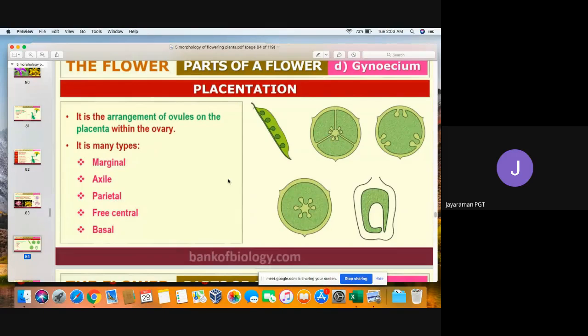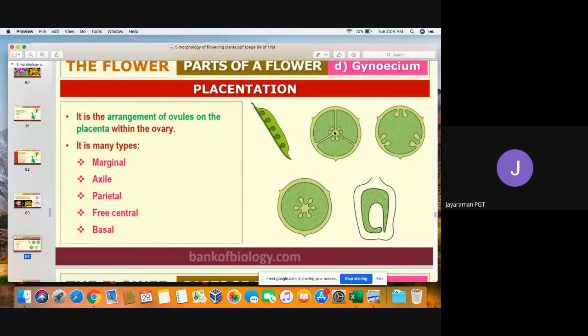And next is parietal placentation. So here you can see, from the top row, the third diagram. Parietal placentation is found again in the cucumber family. You can say the ovary has a wall outside, and the ovules are attached to the wall, not to the central axis. This is parietal.